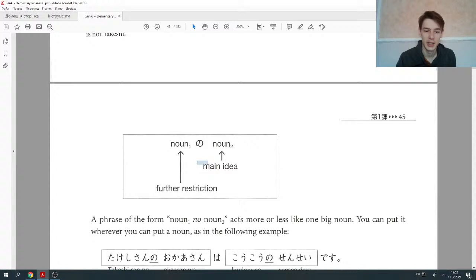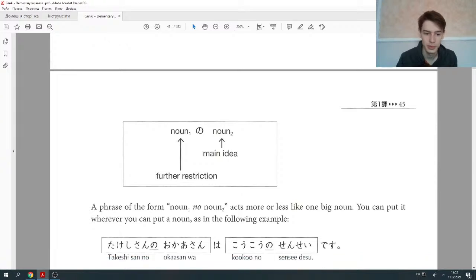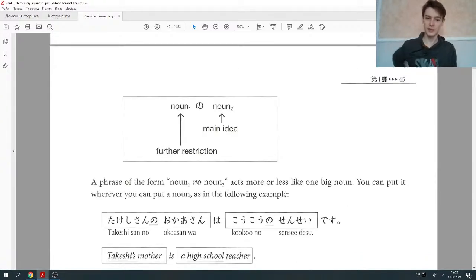So for the main idea, and in the first part you describe it, a further restriction. A phrase of the form noun no noun acts more or less like one big noun. You can put it wherever you can put a noun, as in the following example. So basically this construction will be like a noun in a sentence. That's very important because of our word order in the sentence.